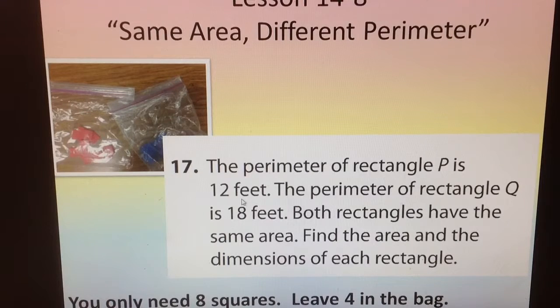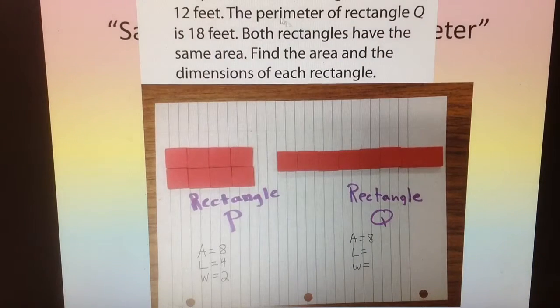So take 8 squares, and you can do this on notebook paper if you need to. 8 squares and make a perimeter of 12. Once you've done that, take those same 8 squares and make them into a rectangle with a perimeter of 18. Here's what it should look like.